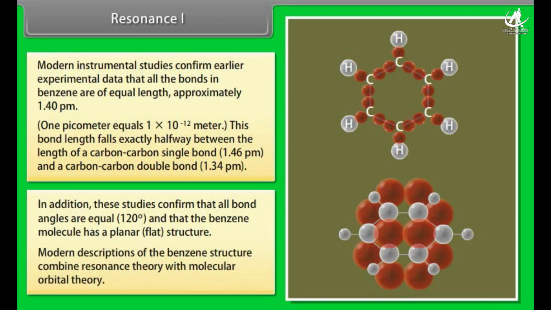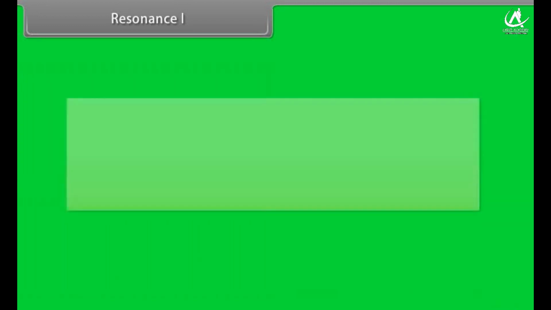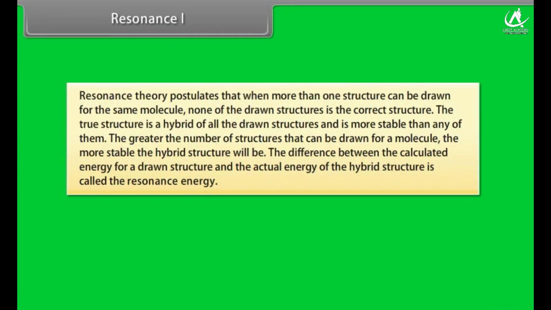Modern descriptions of the benzene structure combine resonance theory with molecular orbital theory. Resonance theory postulates that when more than one structure can be drawn for the same molecule, none of the drawn structures is the correct structure. The true structure is a hybrid of all the drawn structures and is more stable than any of them.